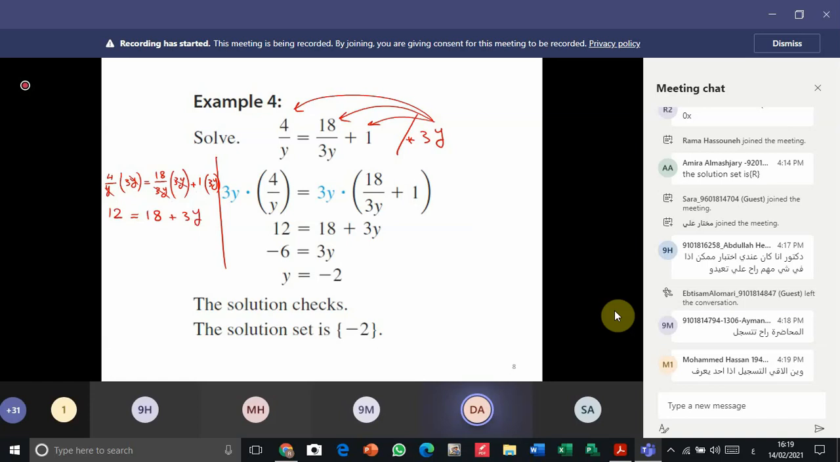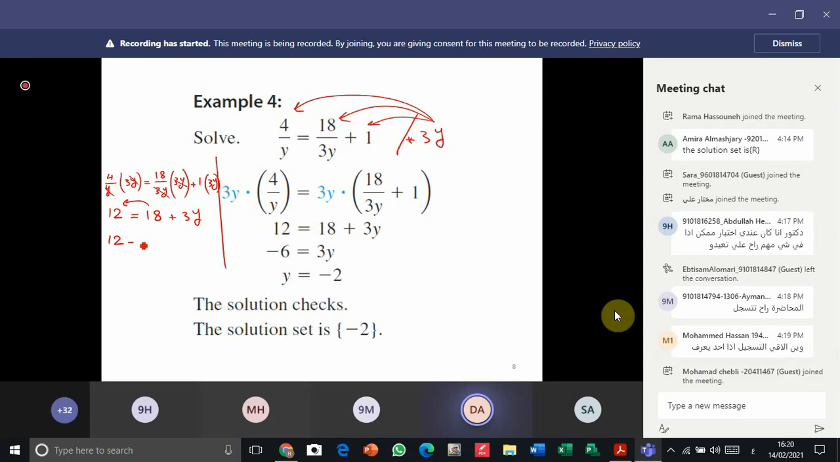Okay? We multiply by 3y to remove the denominators. We must remove the denominators. It's easier. Now, move 18 to the other side, so we have 12 minus 18 equals 3y. So 3y equals 12 minus 18, which is minus 6. By dividing by 3, we have y equals negative 2.